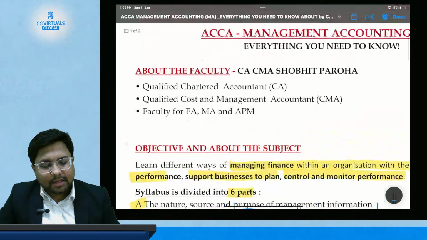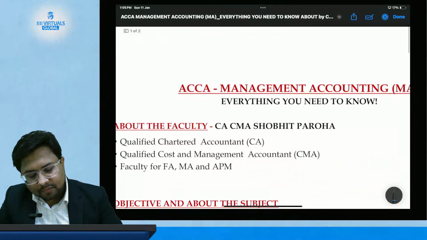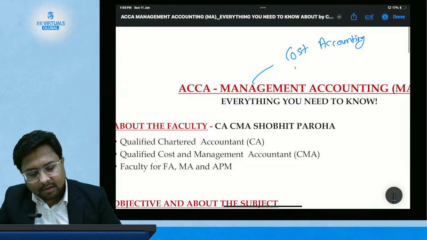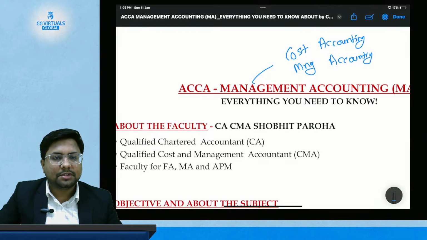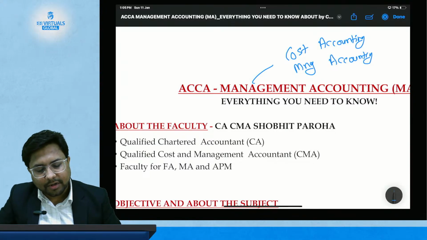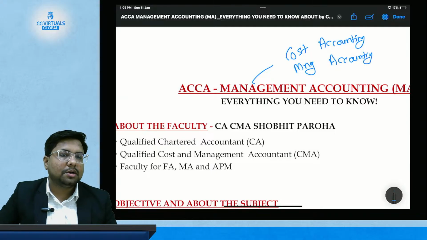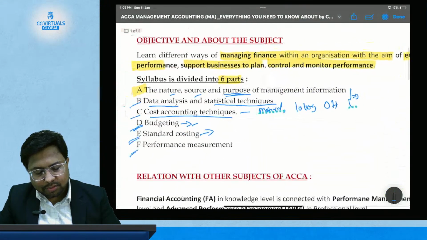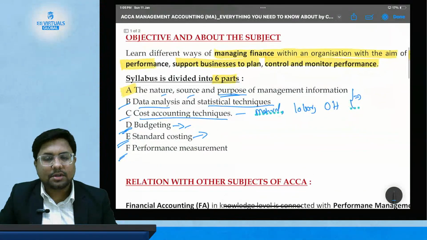Management accounting is a combination of cost accounting and management accounting. So it is a combination of both. There is also financial accounting, which has a separate exam in your knowledge level, that is FA, financial accounting. So in management accounting, we will understand cost accounting and management accounting. So this is the summary of your syllabus.